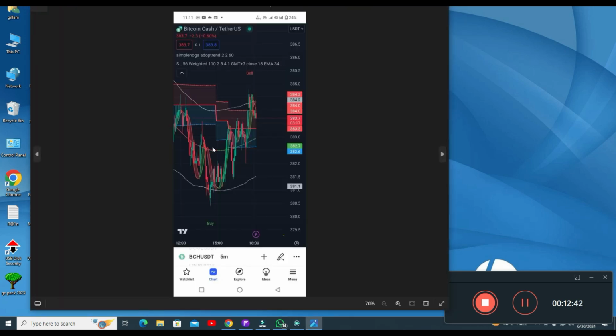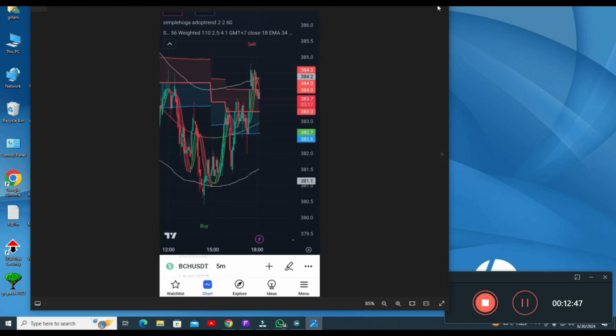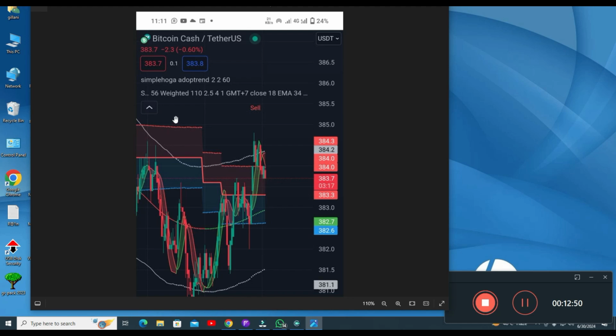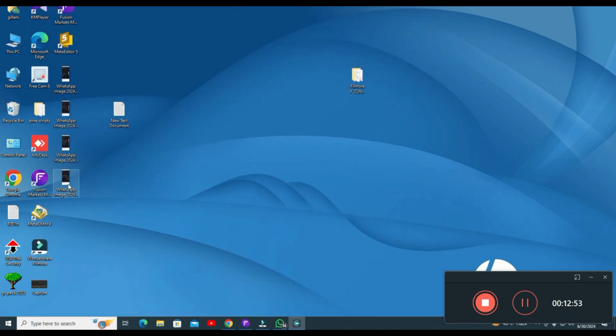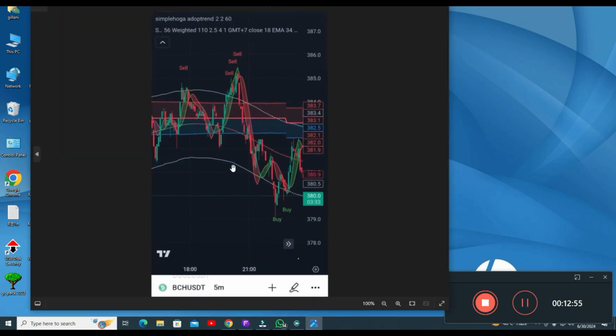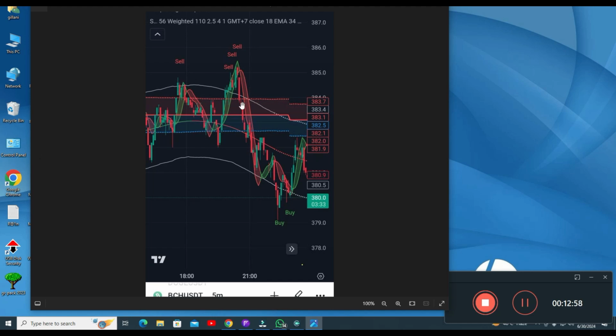The second trade is the BCH pair, and you got the sell signal. You can see here you got the sell signal. After that, the last two trades, you can see the sell signal and another sell, and you got awesome profit here. This was an amazing trade. When I entered the trade, my price was around 385, and when I exited, the price was around 380. It's a $5 movement, and it was really amazing.